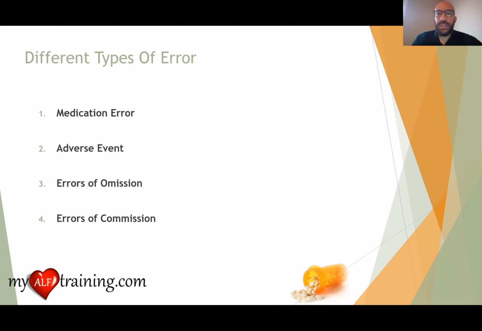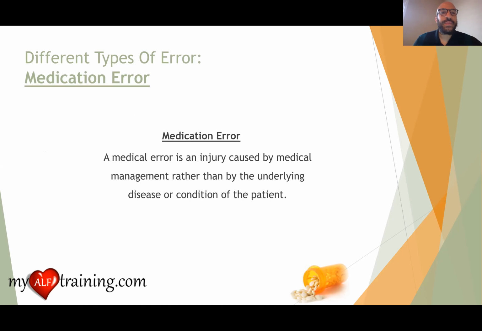We're going to talk about each of these. I'm just going to read through them. Medication error, an adverse event. We're going to talk about how those two are different, and we're going to talk about errors of omission and errors of commission. Okay, so we're going to talk about how those two are different. And of course, we'll talk about how all four relate to your practice and making sure we keep our patients safe. So first up, we're going to talk about a medication error.